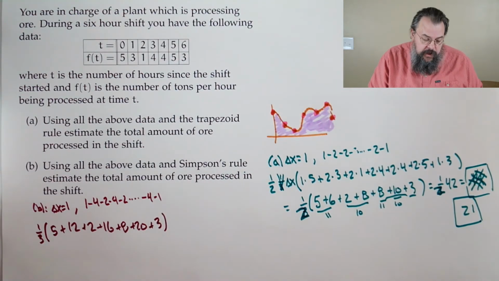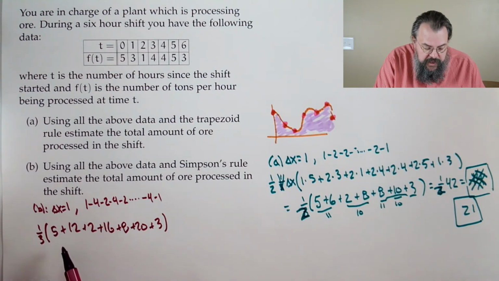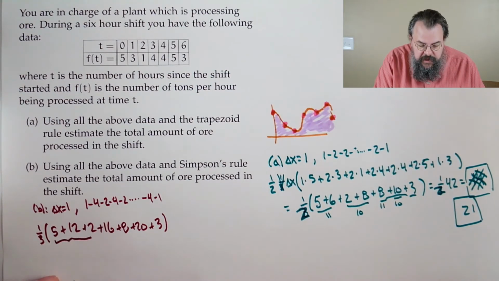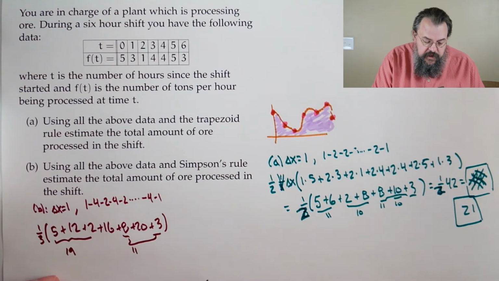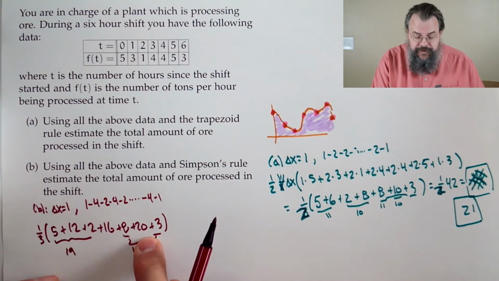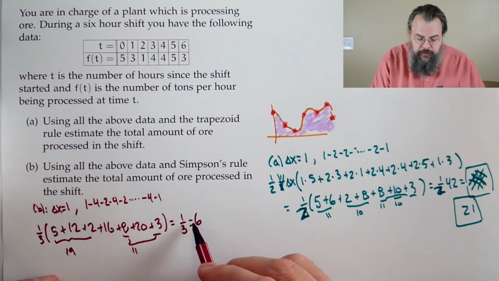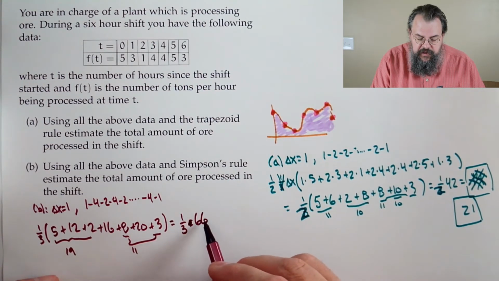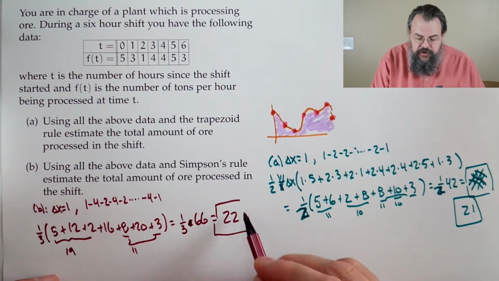All right, so, well, what does that give us? Okay, so do some more combining here. Let's see, 5 and 12 and 2. Well, if we combine those together, that's 19. And if we combine the 8 and the 3, that would be 11 which is convenient, right? Because 19 plus 11 makes 30, plus 20 makes 50, plus 16 makes 66. So 1/3 times 66, which is 22. 22 tons.